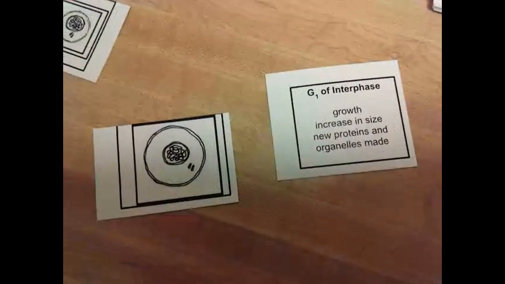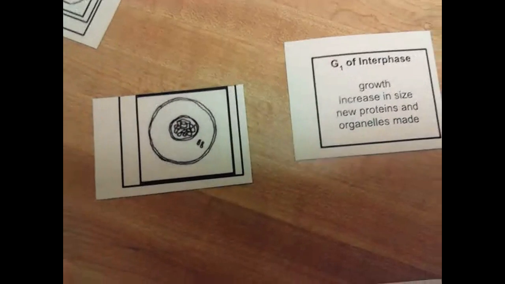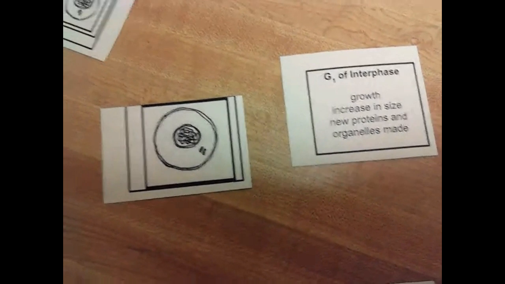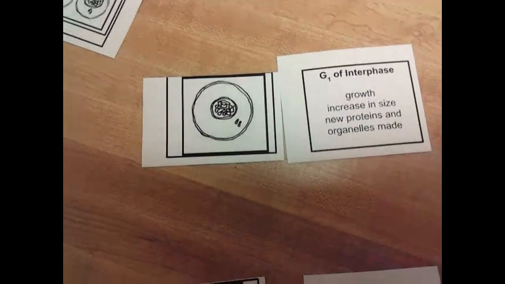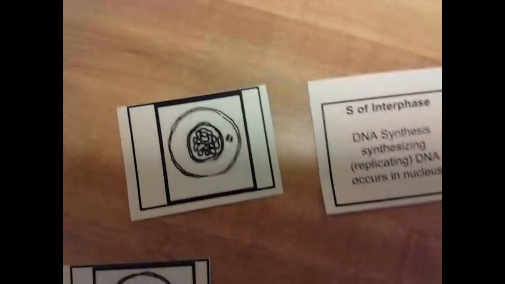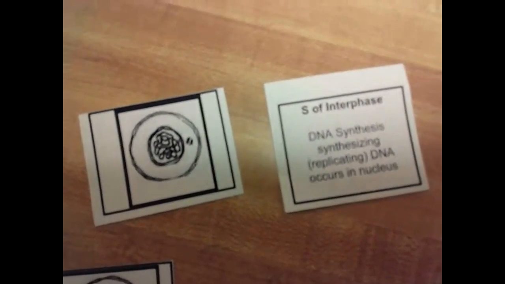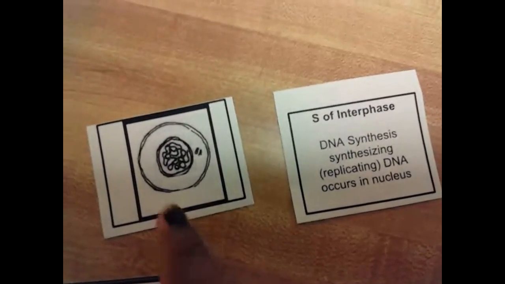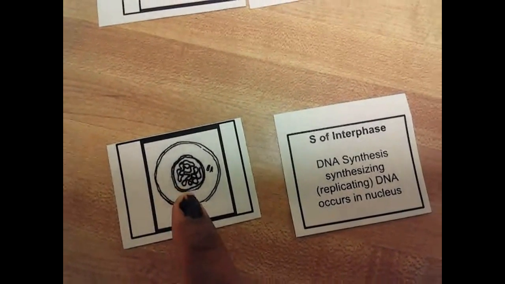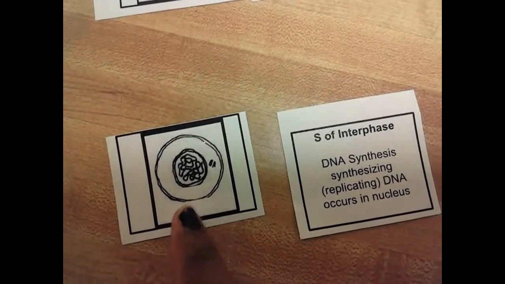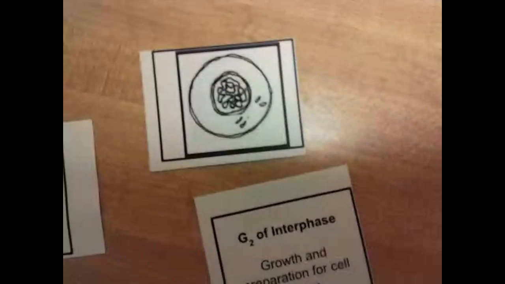Alright, so let's start with G1. In G1, we have our cell. It starts doubling in size, so it gets bigger, and it starts making copies of all the organelles. And this is important because in the next phase, S, which stands for synthesis, the DNA that's inside the cell is going to double because we need copies of all the DNA for the new cell that's going to get made.